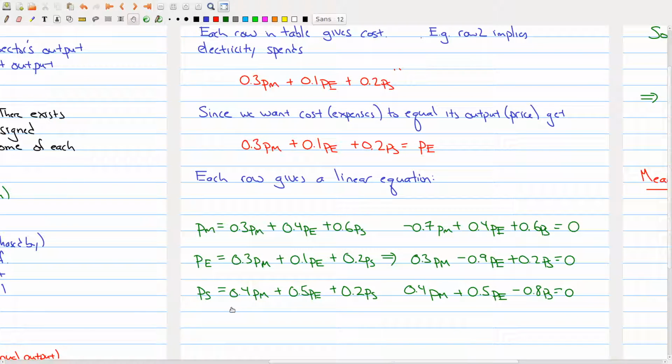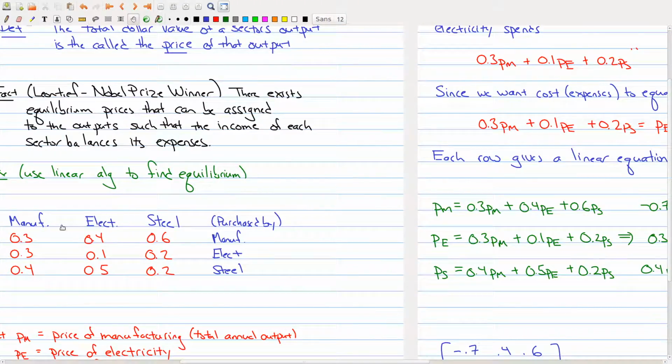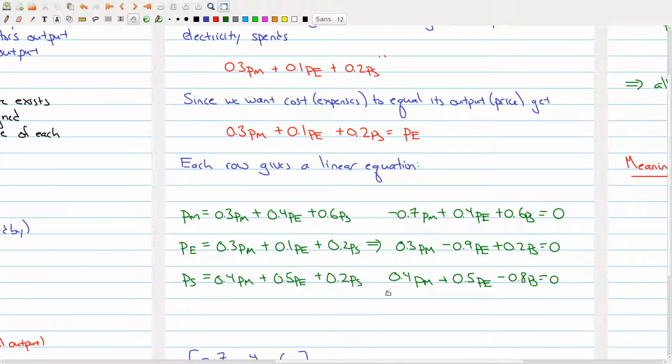So we can repeat this, and I can do both on the same slide here. Each row here gives me a linear equation. So this is coming from the table, and then we're setting them equal to these things here. So this is the price of each sector. And we can rearrange each of these equations so that we have all the variables on one side and what it's equal to on the other side. And amazingly, at the end here we're getting a homogeneous system of linear equations. So we want to be able to solve this homogeneous system of linear equations.